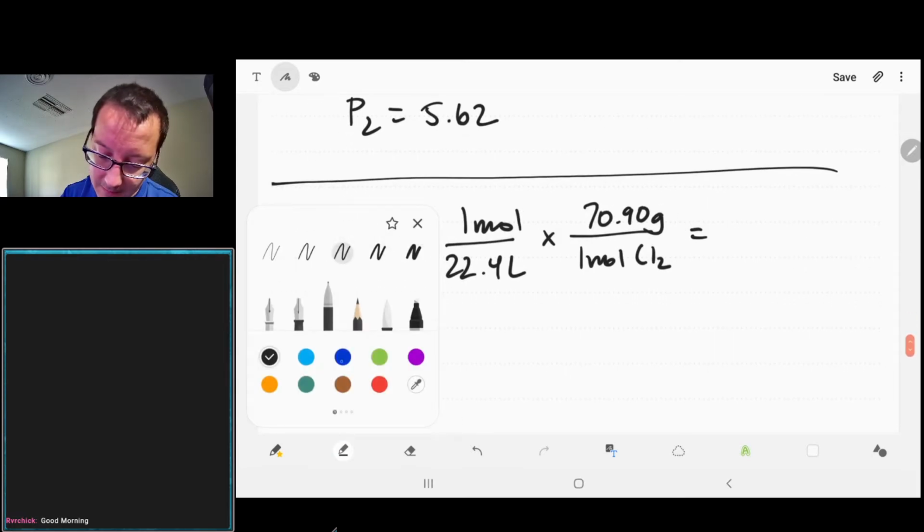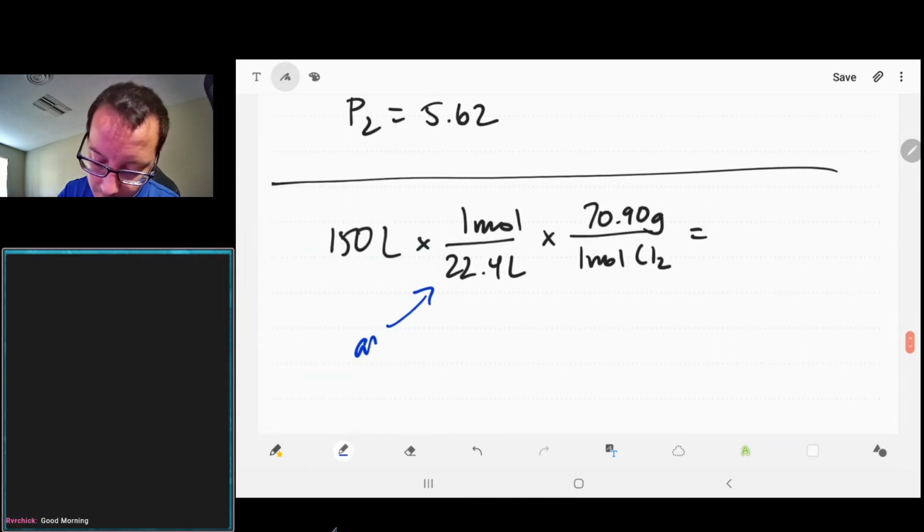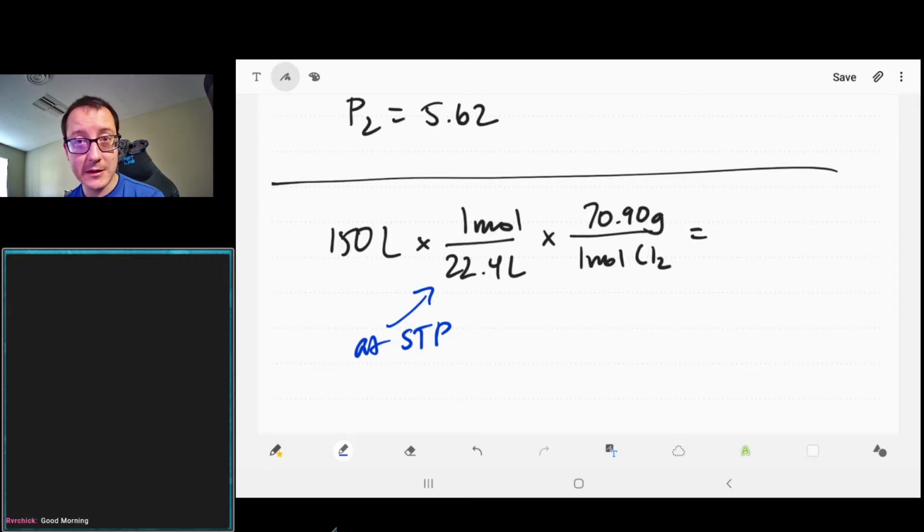Remember, if you're at STP, you don't need to do the ideal gas law. Save your time and use the shortcut. 22.4 liters is your shortcut for STP. If you've identified this problem as STP, then you don't have to worry. Otherwise, you'll have to plug in the gas law and do all the calculations. It takes more time, so use the shortcut.